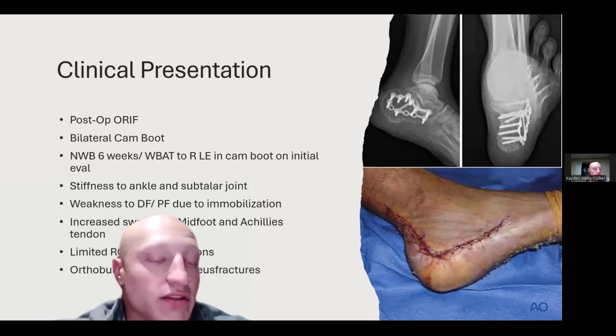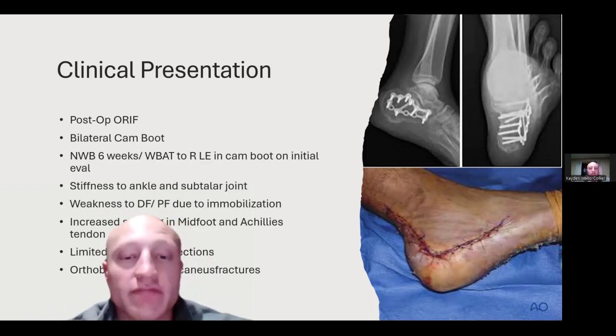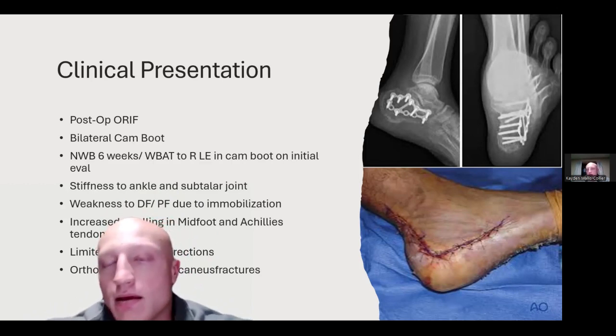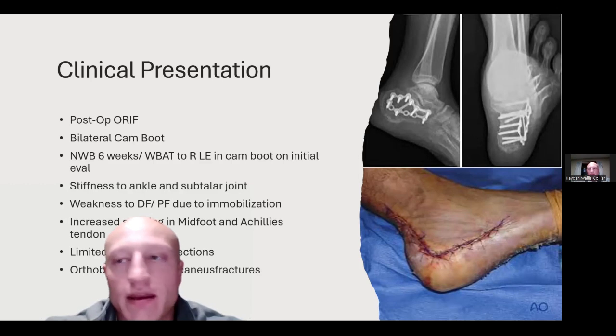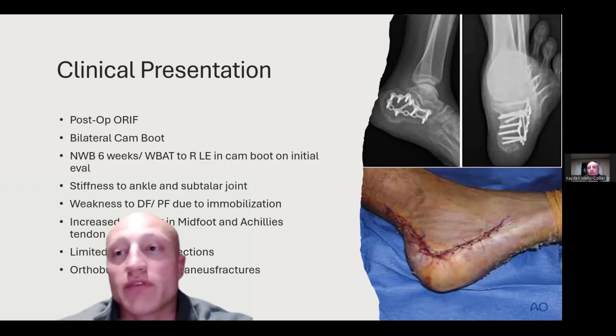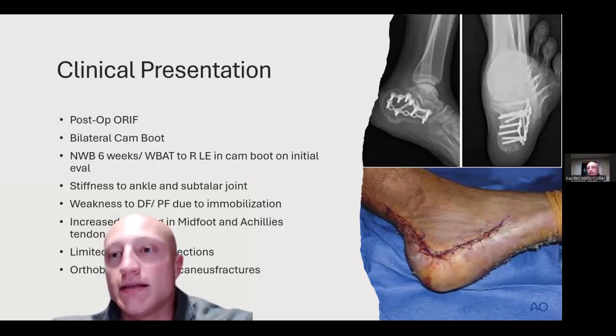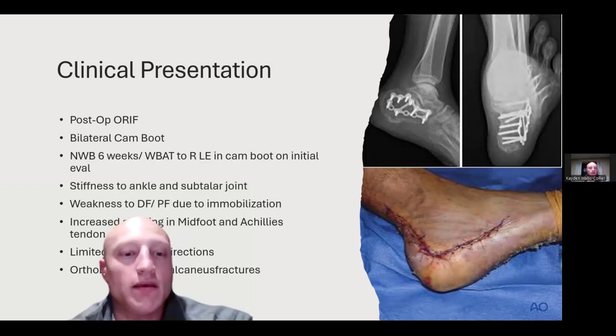Of course, this also comes with muscle weakness in dorsiflexion and plantar flexion due to that immobilization, as well as increased swelling to the midfoot and Achilles tendon. It was pretty flared up the day of that initial eval that I got to sit in on and then also work with the patient afterwards. So I was in it from the very beginning until the very end of my clinical rotation.